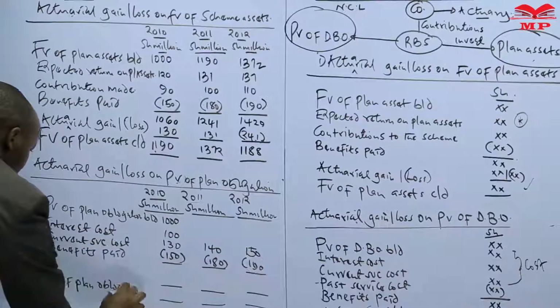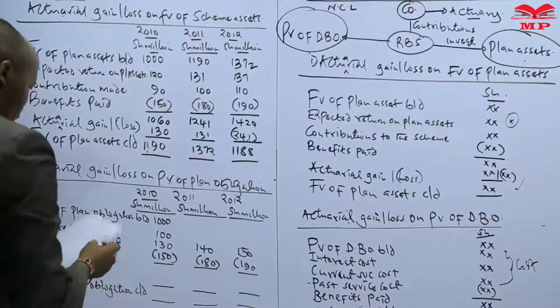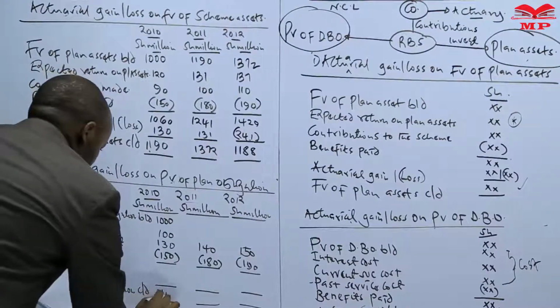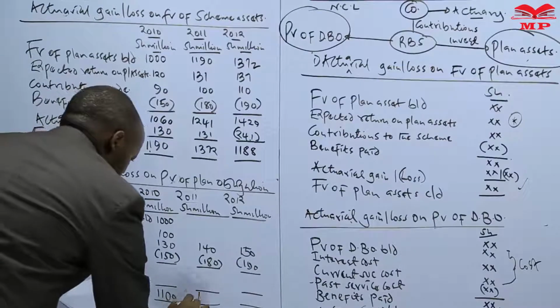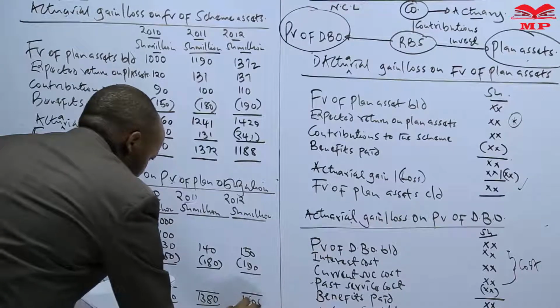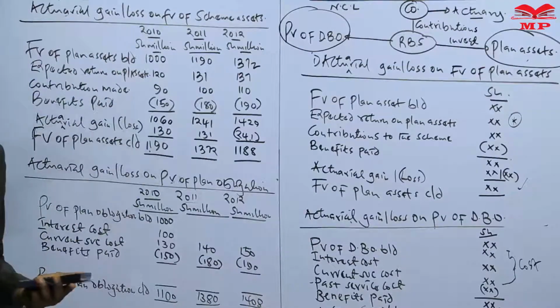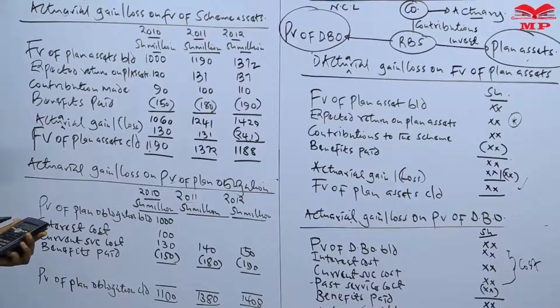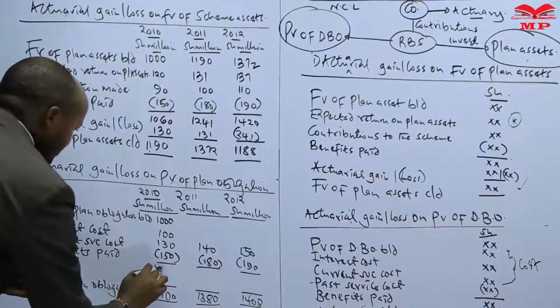The plan obligation as at the end of the year, of which in our case we have those values there. The present value of the plan obligation at the end of the first year is 1,380, then we have 1,408. So let's determine the amount of actuarial gain or loss. Let's first of all compute that. We have 1,000 plus 100 plus 130 minus 150. That will give us 1,080.